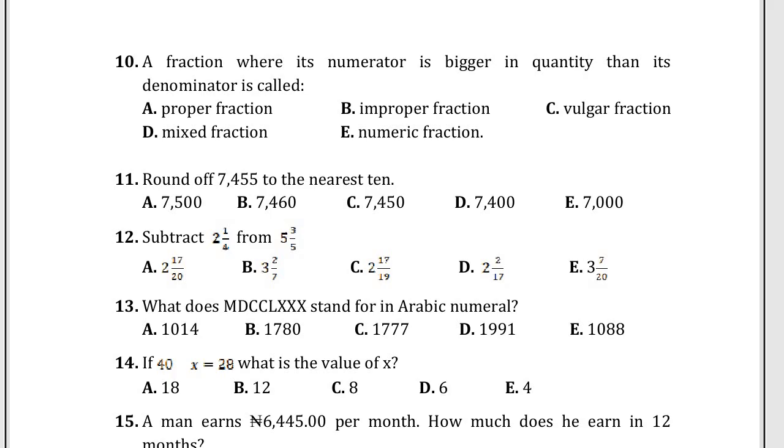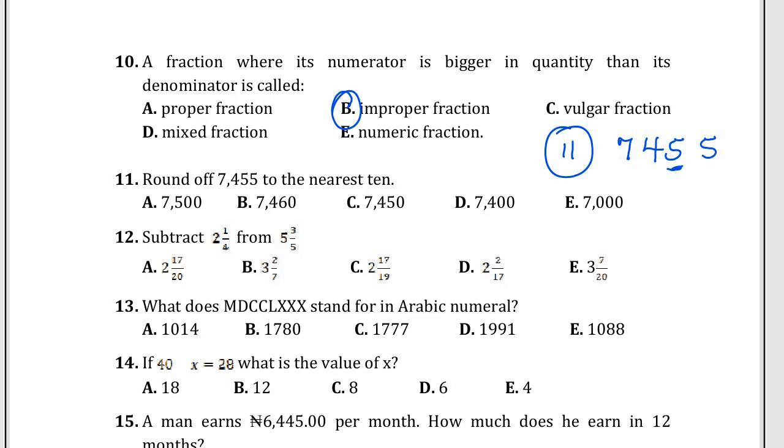Question number 10 is a straight question which says, a fraction where its numerator is bigger in quantity than its denominator is called: A, proper fraction, B, improper fraction, C, vulgar fraction, D, mixed fraction, E, numeric fraction. The right answer is B, improper fraction. Question 11 says, round off 7,455 to the nearest 10.